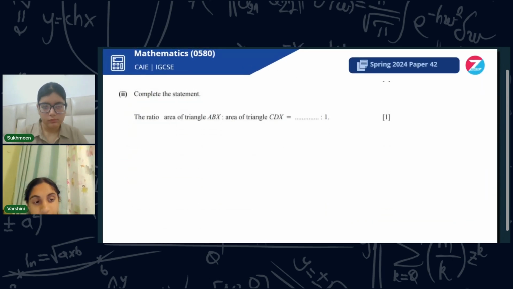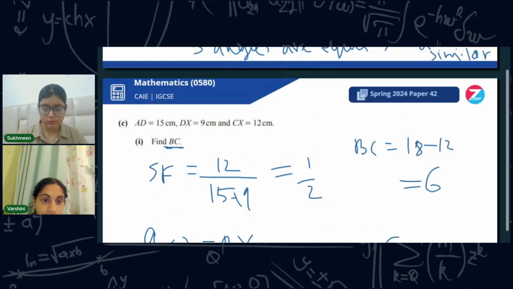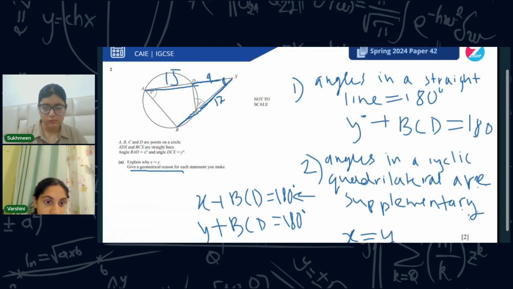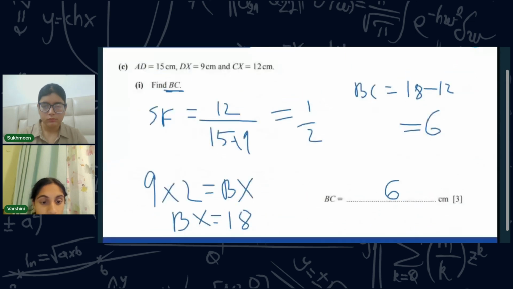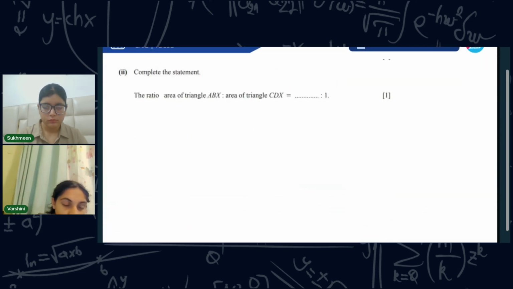Okay, part 2, complete the statement. The ratio area of triangle ABX to area of triangle CDX equals blank is to 1. So remember over here, ABX is going to be this whole triangle, and CDX is the smaller triangle. We've already found the scale factor: ABX is 2 times CDX, or we can just say 2 is to 1.